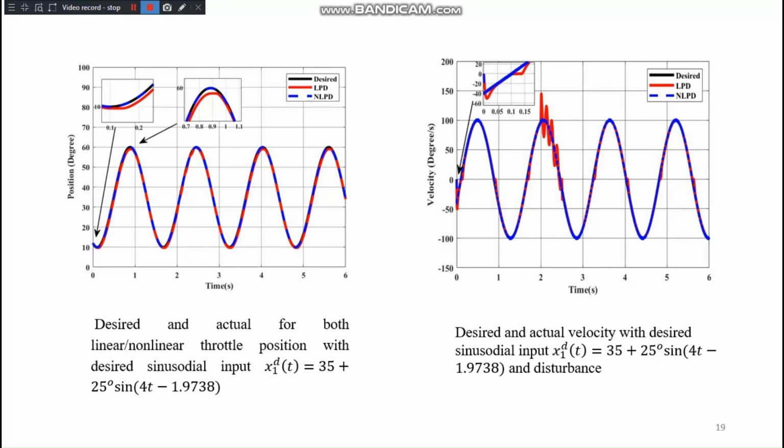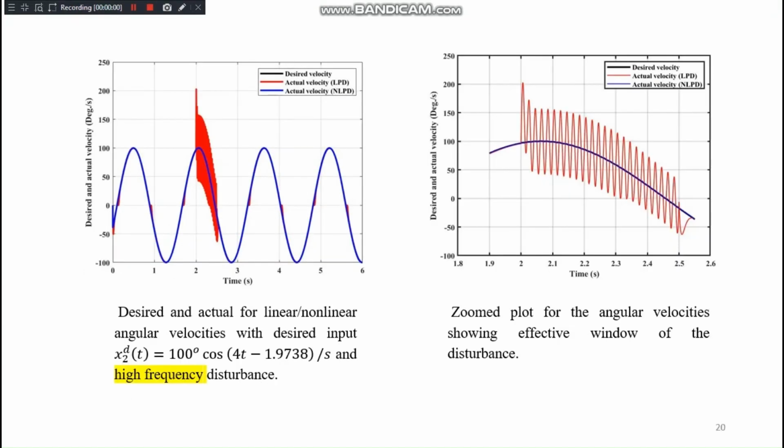As we can see, the nonlinear blue line is much better and matches the desired input exactly, not like the linear one. The left-hand side figure shows the desired and actual for both linear and nonlinear angular velocities with input x2 and high-frequency disturbance. Similarly, the nonlinear case performs better than the linear one, which shows high fluctuations, as shown in the zoomed plot on the right-hand side.